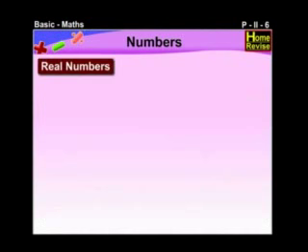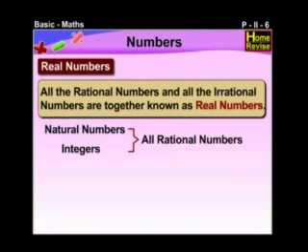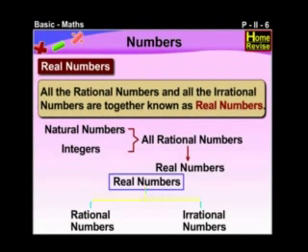The last number type, that is real numbers. All the rational numbers and all the irrational numbers are together known as real numbers. We have seen that natural numbers and integers are all rational numbers. Therefore, all these numbers are real numbers. That means real numbers include rational numbers as well as irrational numbers.